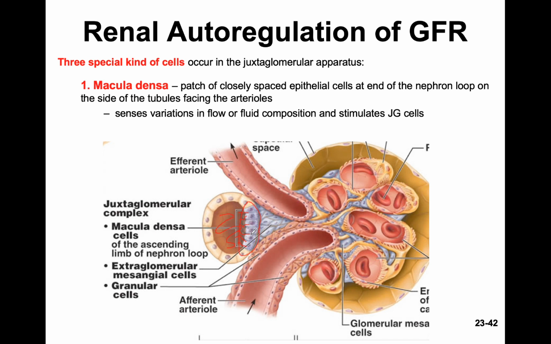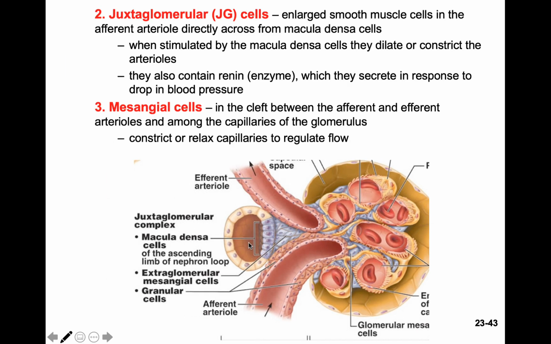So these macula densa cells are constantly sensing the concentration of this tubular fluid to see, hey, did we filter out way too much solute? Is this way too concentrated to be peed out? Or, hey, is there way too much water in this? Is this way too dilute? Are we going to be peeing out way too much water from the filtrate? So the macula densa cells sense it, and they're going to go ahead and send a signal to our next cell type, the JG cells.